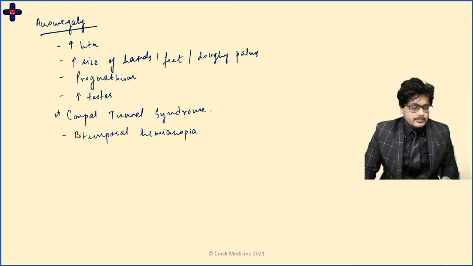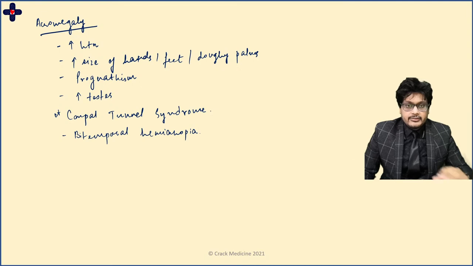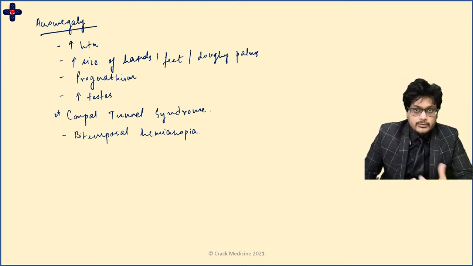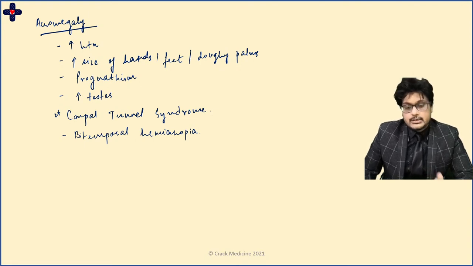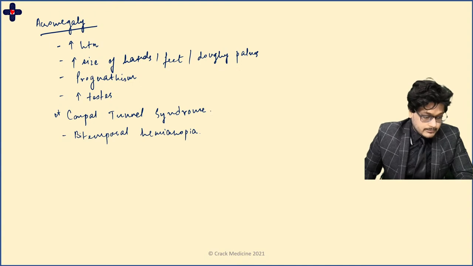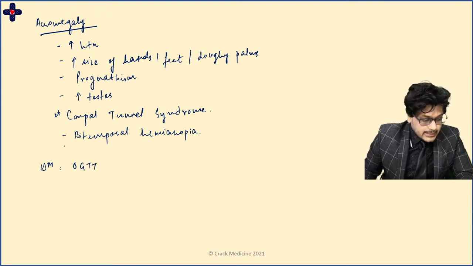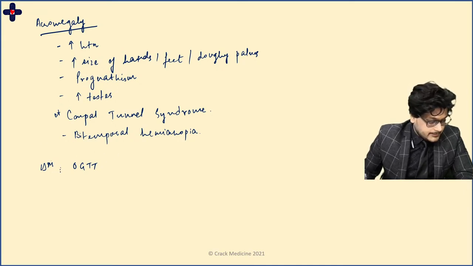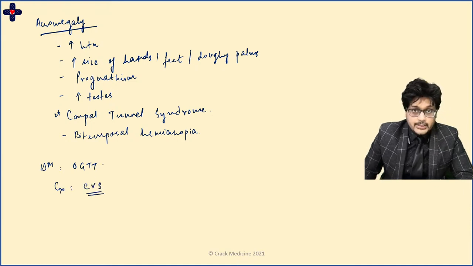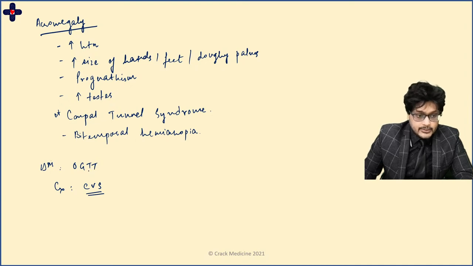When you want to perform tests, when we have a deficiency of the hormone, we will try to stimulate the production of the hormone. When there is excess of the hormone, we will try to suppress the production of the hormone, right? So, diagnosis. We will give a load of glucose and that will fail to suppress the growth hormone, during the standard OGTT test. And complications, remember CVS complications are most important. You can have arrhythmias, you can have biventricular hypertrophy. All right, I'll write it down.